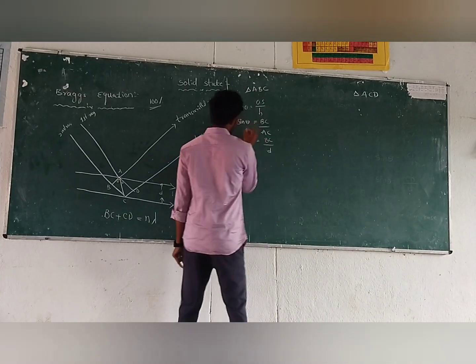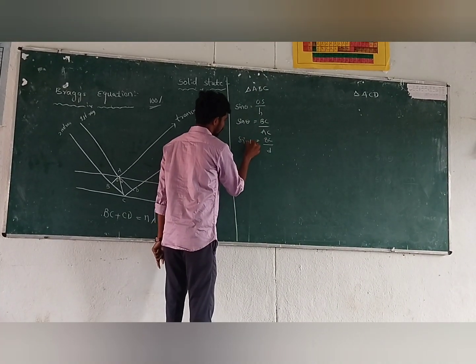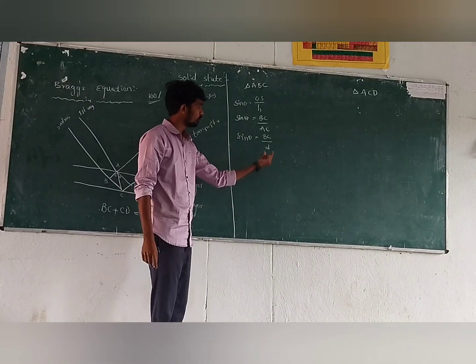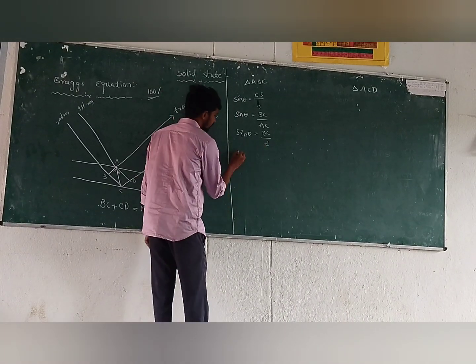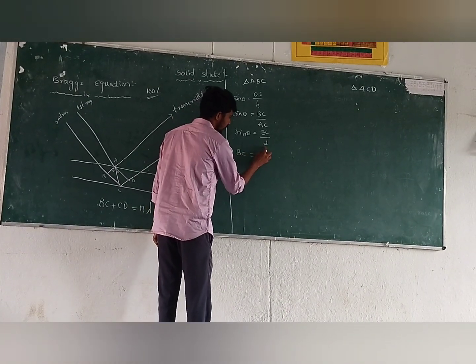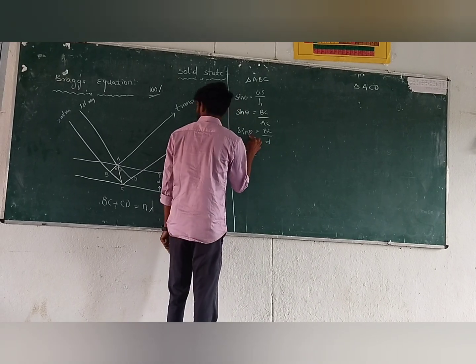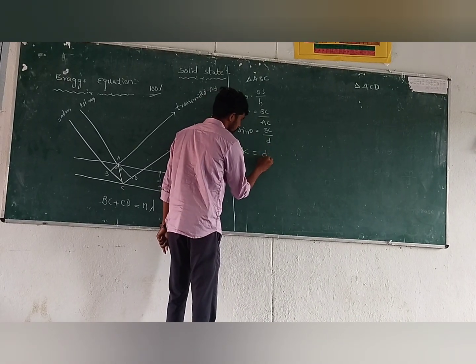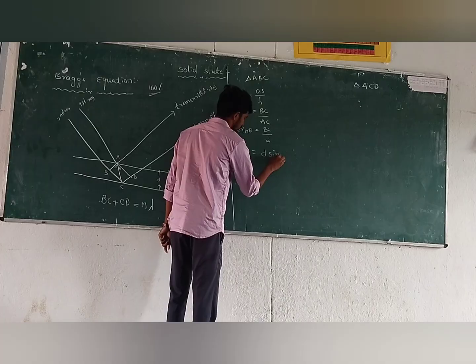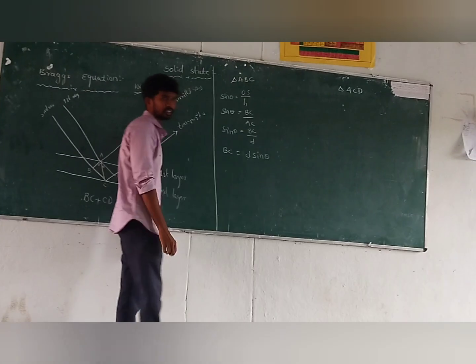So sin theta is BC by d. Here I need only the BC value, so BC is equal to d sin theta.